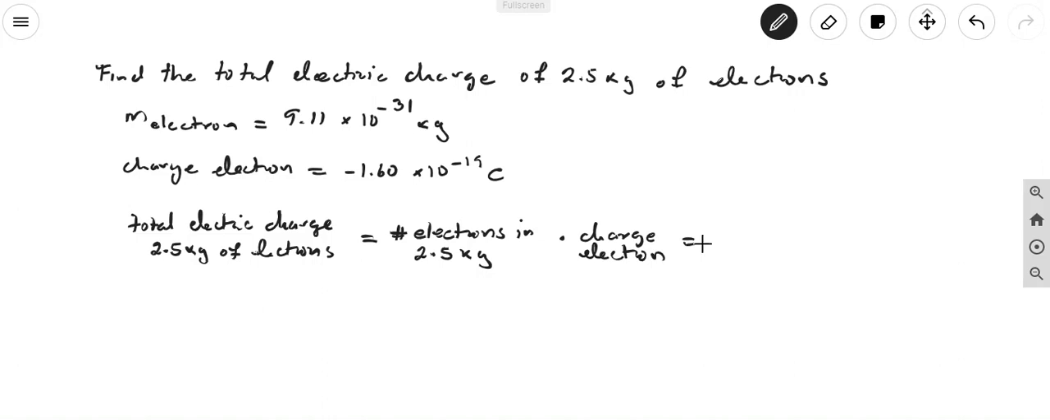Of course, the number of electrons in 2.5 kilograms is going to be the total mass, that is these 2.5 kilograms, divided by the mass of the electron. All this is multiplied by the charge of the electron.